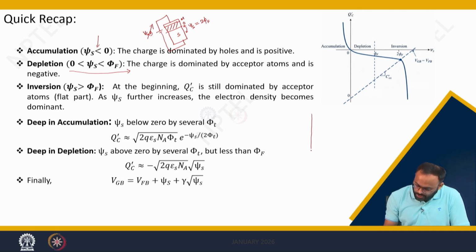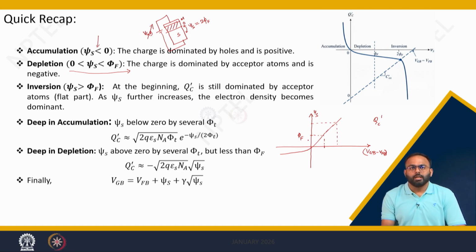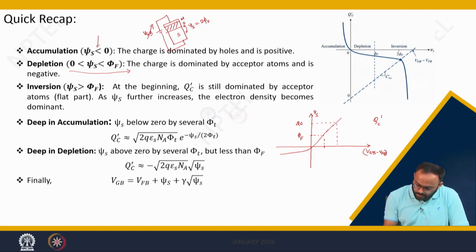So we have already seen the relation between the gate to body voltage and the surface potential. We saw that the surface potential is negative in the accumulation region, then as you increase the surface potential towards positive, until phi f this is approximately linear, and after phi f this trend also goes on, because the majority of the channel charge is dominated by the immobile ions. So this value is 2 phi f.